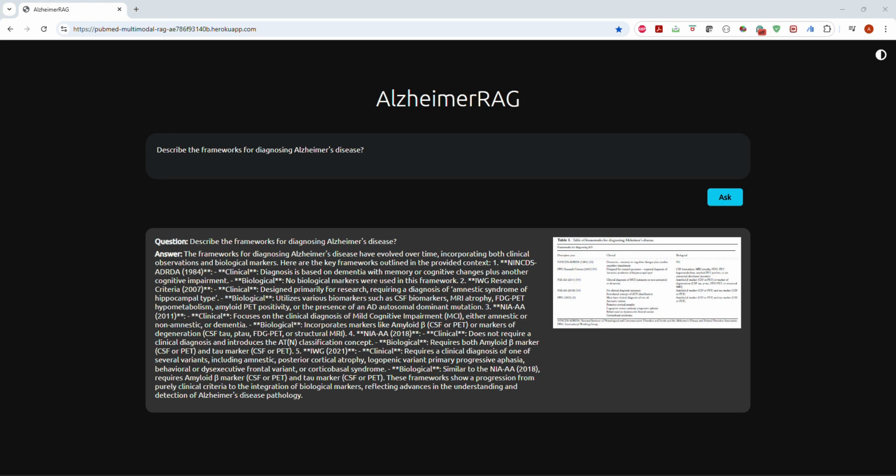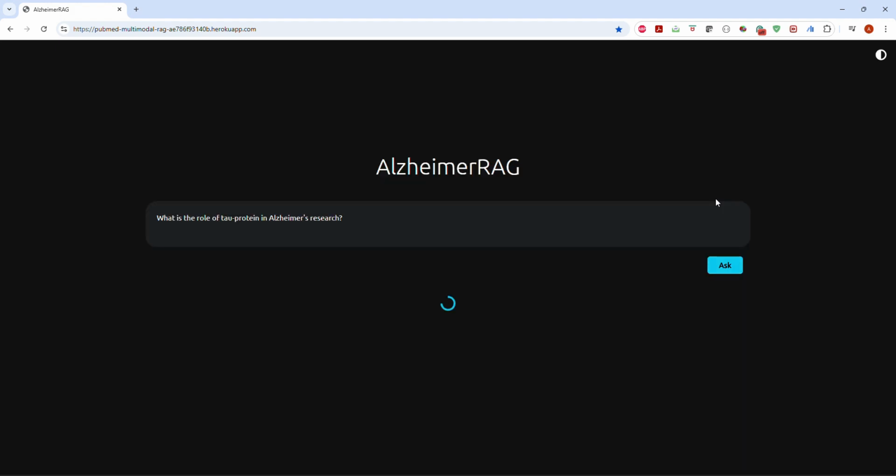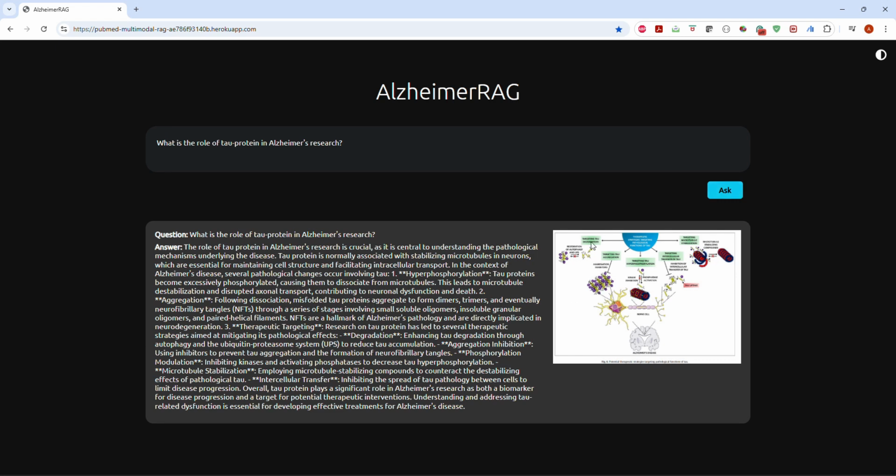The second question that we try to ask the system is about the tau protein, which is associated with the neurodegenerative disease Alzheimer's. So what's the role of the tau protein in Alzheimer's research? As you can see, it generates an answer and the relevant image. This image is extracted from one of the PubMed articles related to the tau protein, and this is the answer.